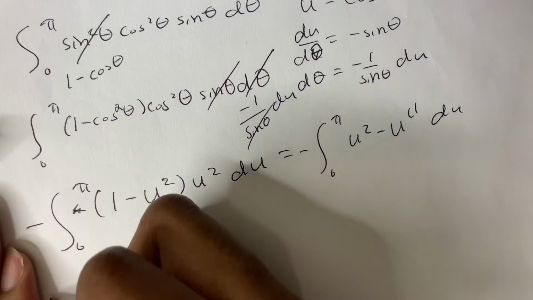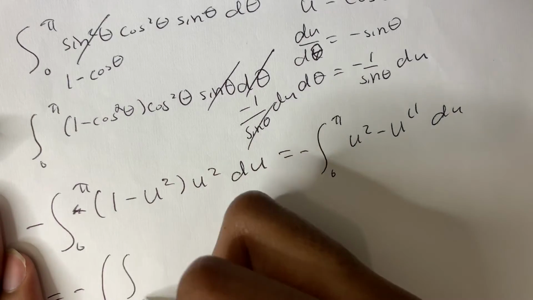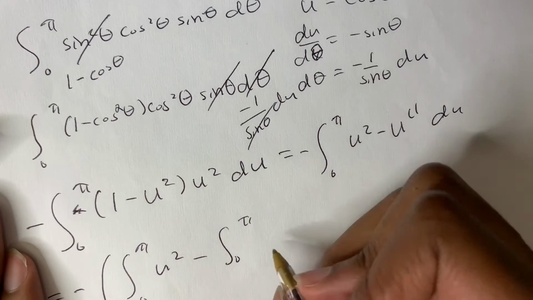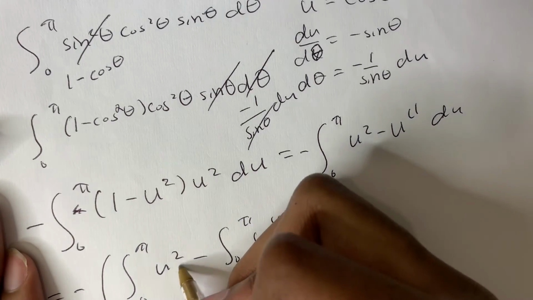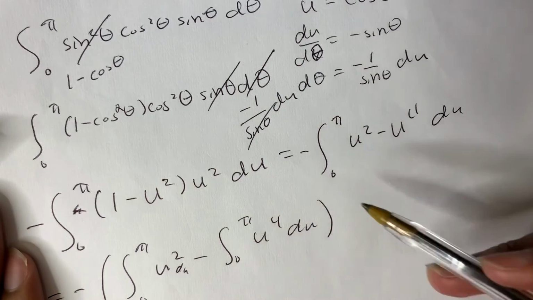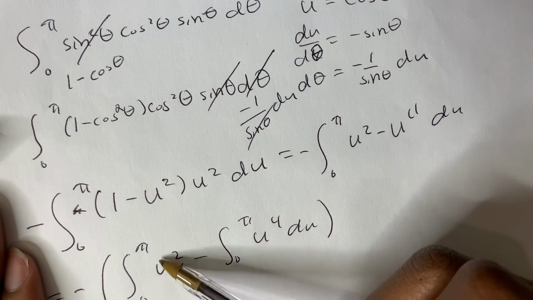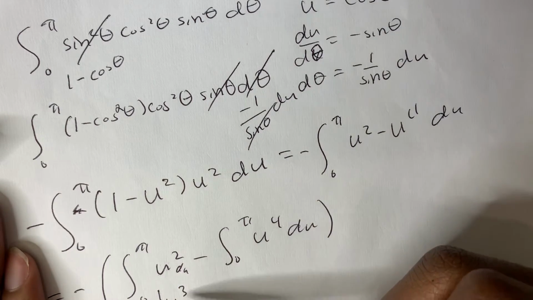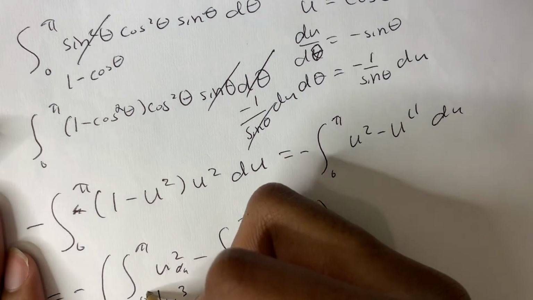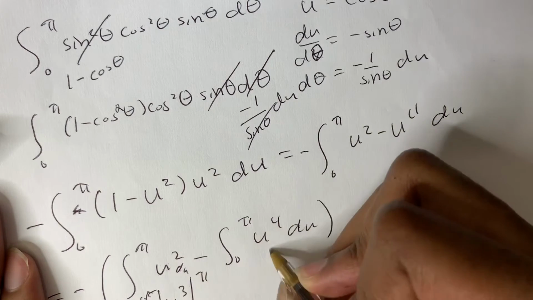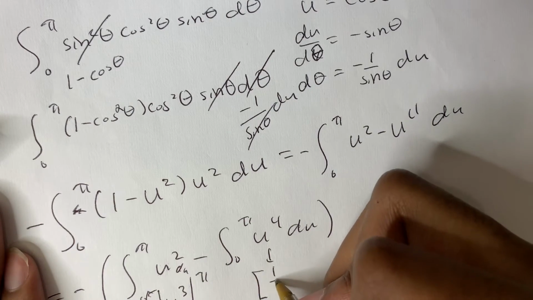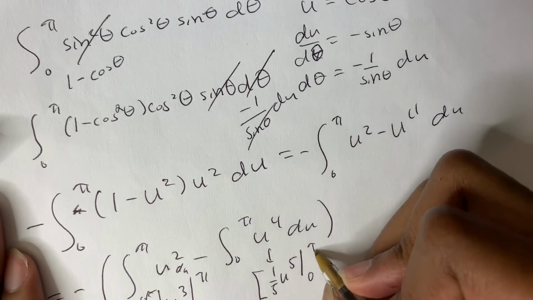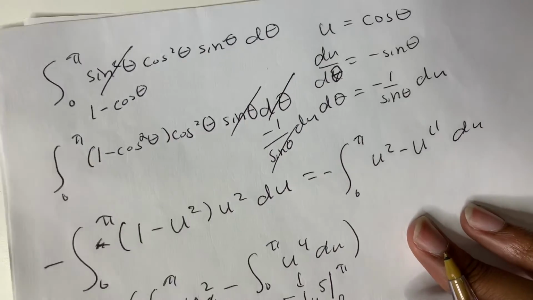du, we could break this up into two integrals. Let's go 0 to pi u squared minus 0 to pi u to the 4th, each with the du in the front. Now the integral of u squared is just going to be 1 over 3 u cubed, evaluated from 0 to pi, and this is going to be 1 over 5 u to the 5th evaluated between 0 and pi. Oops, you guys can't see that. My bad.